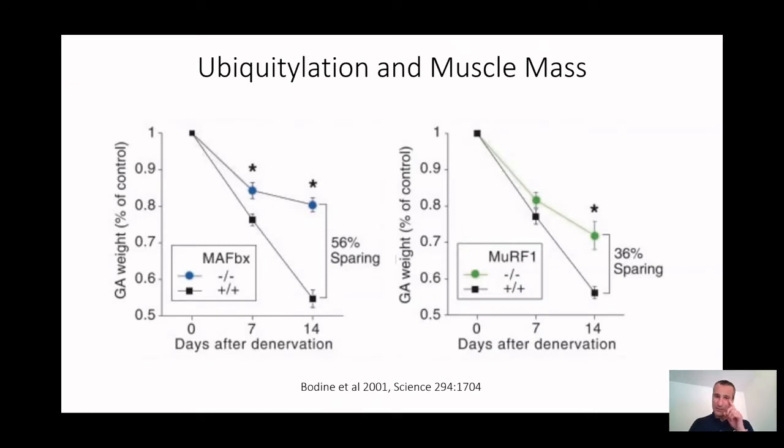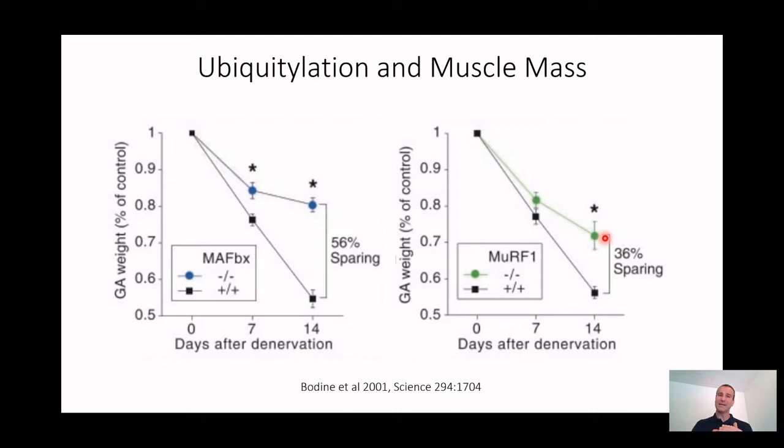Professor Bodine, who's now at the University of Iowa, was my colleague here at the University of California, Davis. What she showed is that when she knocked out either this protein MAFbx, the E3 ligase MAFbx, or the E3 ligase MuRF, and then denervated the muscle, you could see there was a 56 or a 36% sparing of muscle mass loss if they didn't have either MuRF or MAFbx.